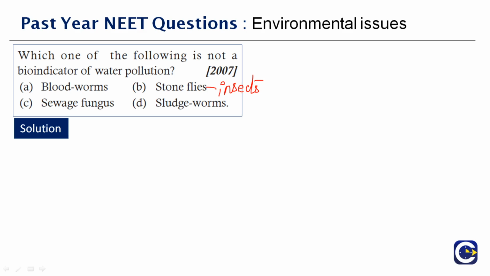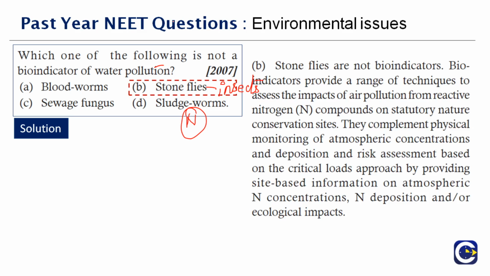Bioindicators provide a range of techniques to assess the impacts of air pollution, or it can be water pollution, from the reactive nitrogen compounds. So the main thing that they use is the nitrogen. These complement physical monitoring of the atmospheric concentration and deposition of risk assessment, which is based on the critical loads approach by providing site-based information on the atmospheric nitrogen concentration. Therefore, the rest, if you see, they are bioindicators, while stonefly is not a bioindicator. Therefore, the right answer to this question is option B.